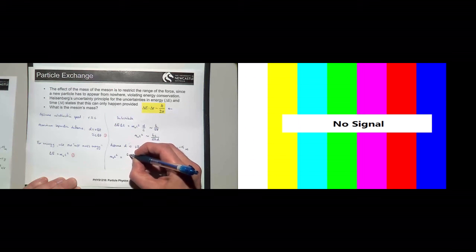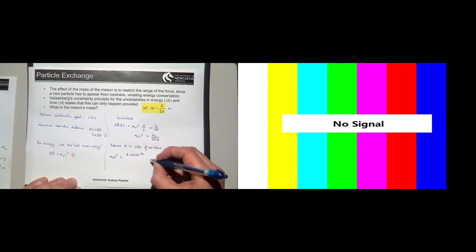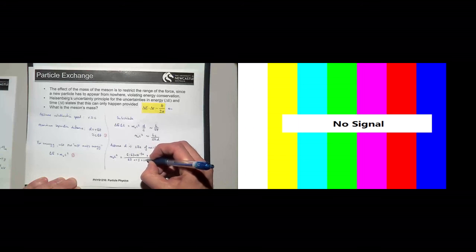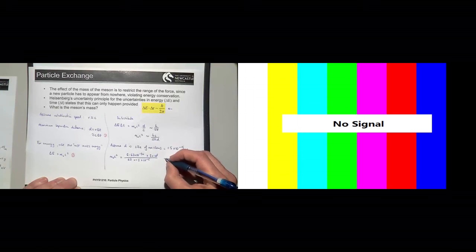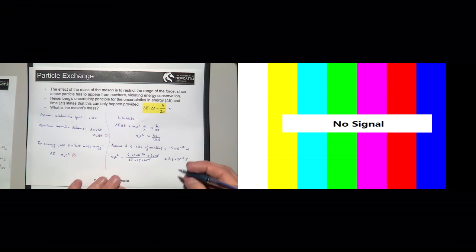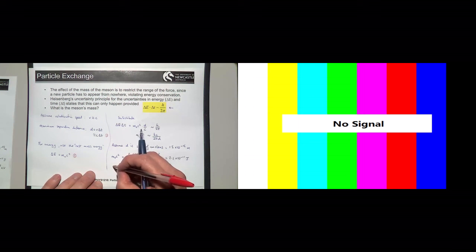That would be h, which is 6.63 times 10 to the minus 34, times c, which is 3 times 10 to the 8. We can divide by 2 pi times our 1.5 times 10 to the minus 15, and we'll get 2.1 times 10 to the minus 11 joules. So a very, very tiny number in terms of the kind of units of energy that we're used to using.